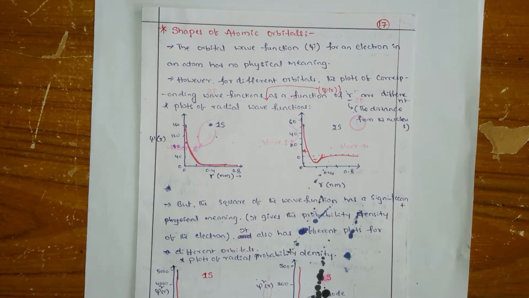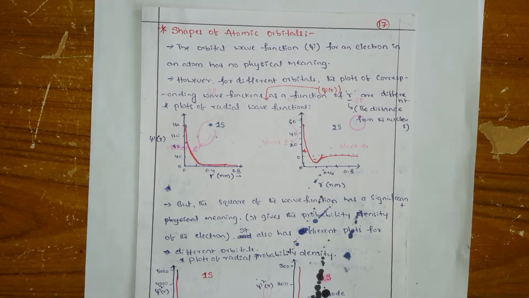Hello students. In the last lecture we discussed the quantum numbers, right? In this class we are going to start a new topic, that is shapes of atomic orbitals. And what is an orbital? First of all, do you have an idea about the orbital? What is the orbital?